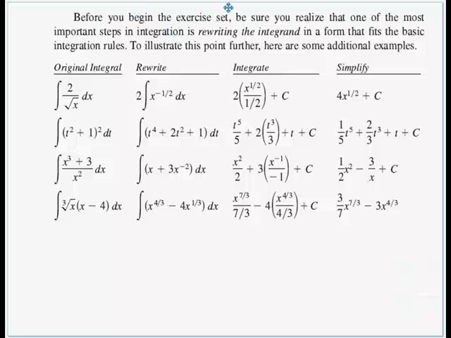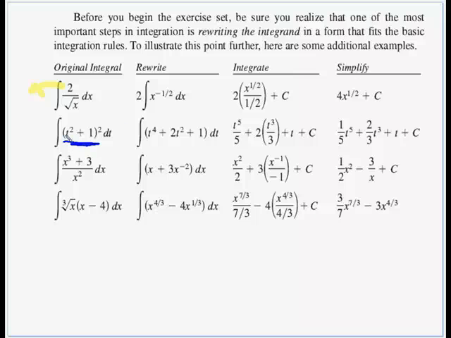So before you begin the exercises for the homework, be sure you realize that one of the most important steps to integration is rewriting that integrand in a form that fits the basic integration rules. To illustrate this point further, here are some additional examples. Our integral is 2 over the square root of x. Well, we can pull the 2 out, and we can rewrite the square root of x as x to the negative 1/2. We integrate by raising the exponent by 1 and dividing by the new exponent and simplifying.